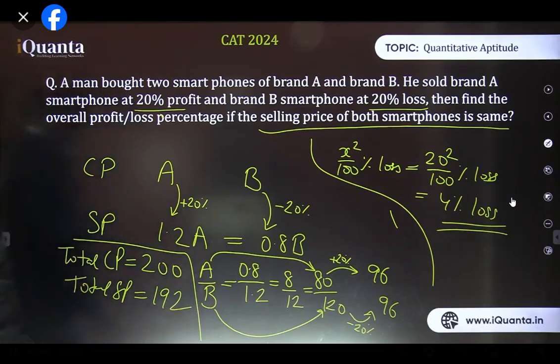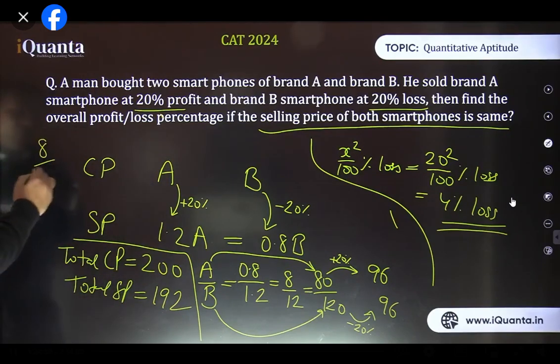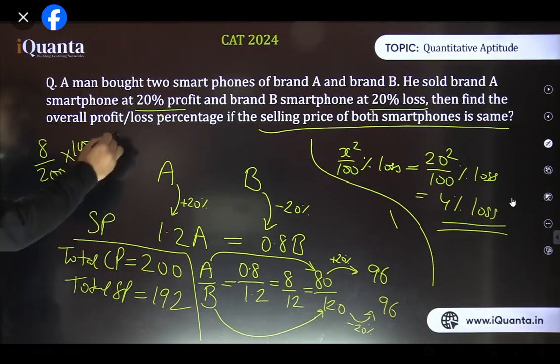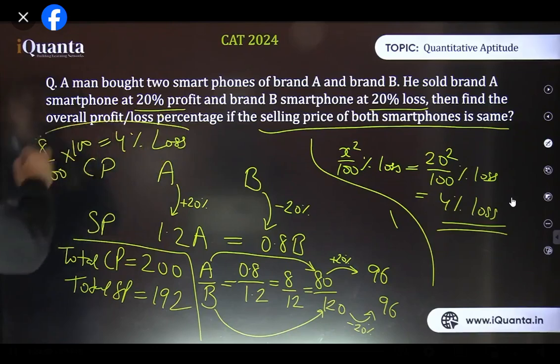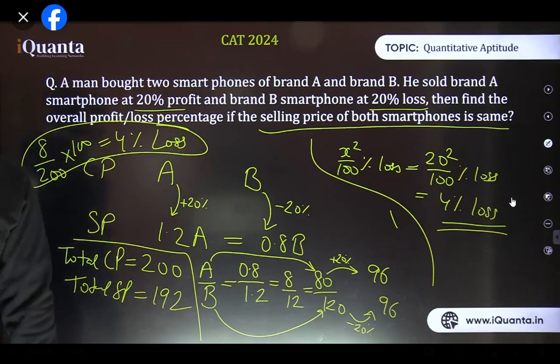Now we are done. We know the total cost price, we know the total selling price. So it is a loss, certainly. How much is the loss? 8 rupees. Fine. So 8 by 200, in percentage, that is 4% loss. So that is all. Is it okay?